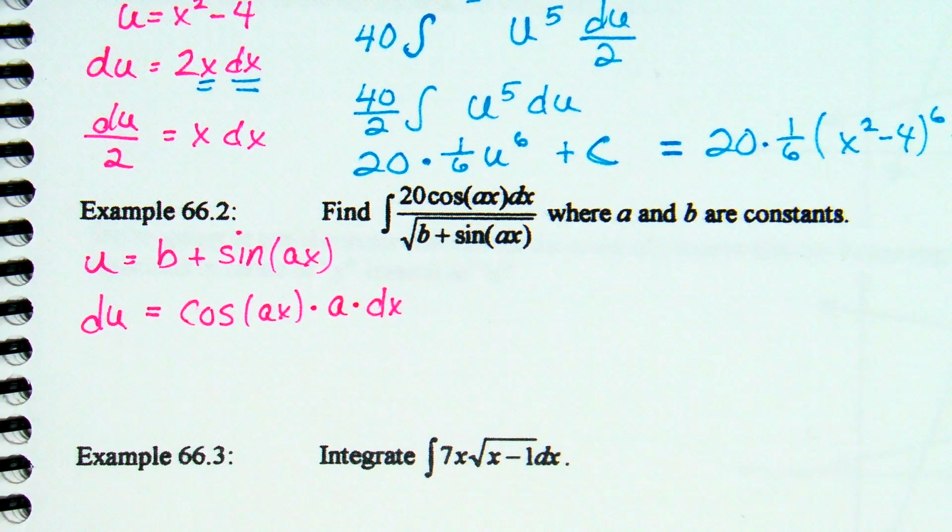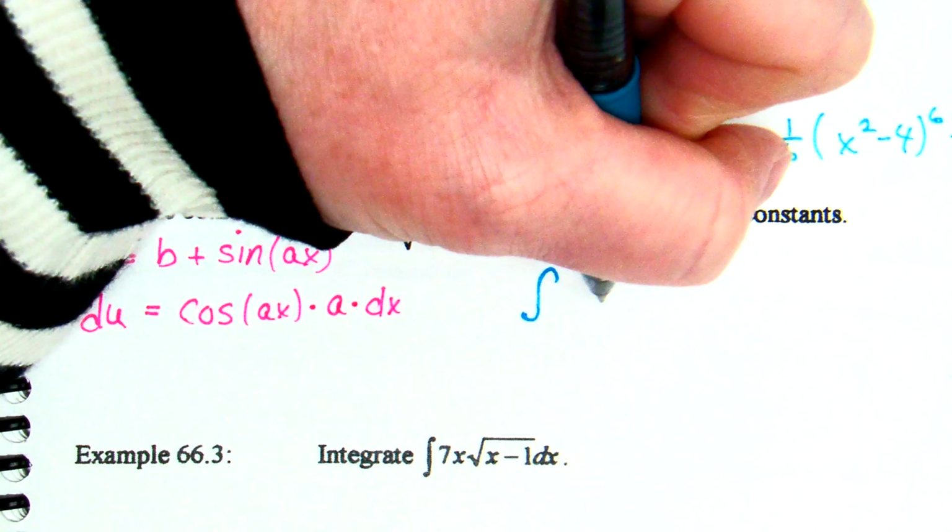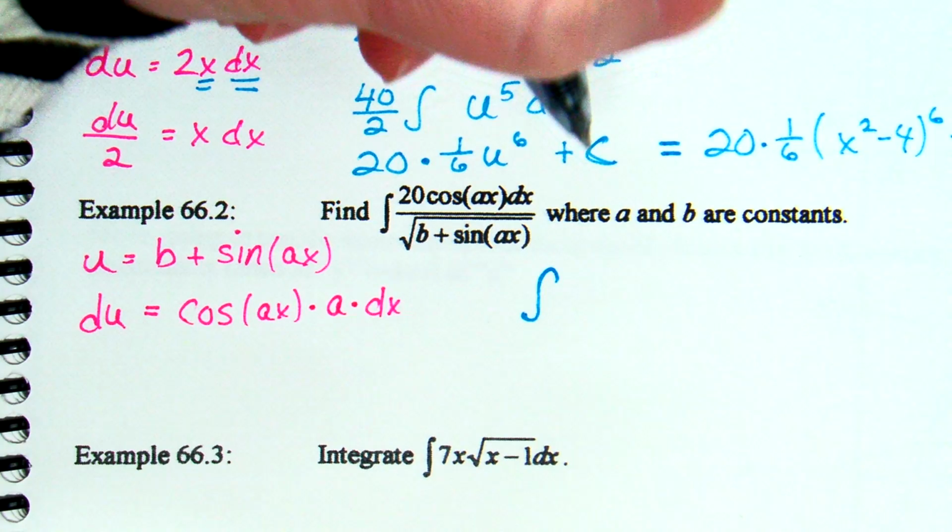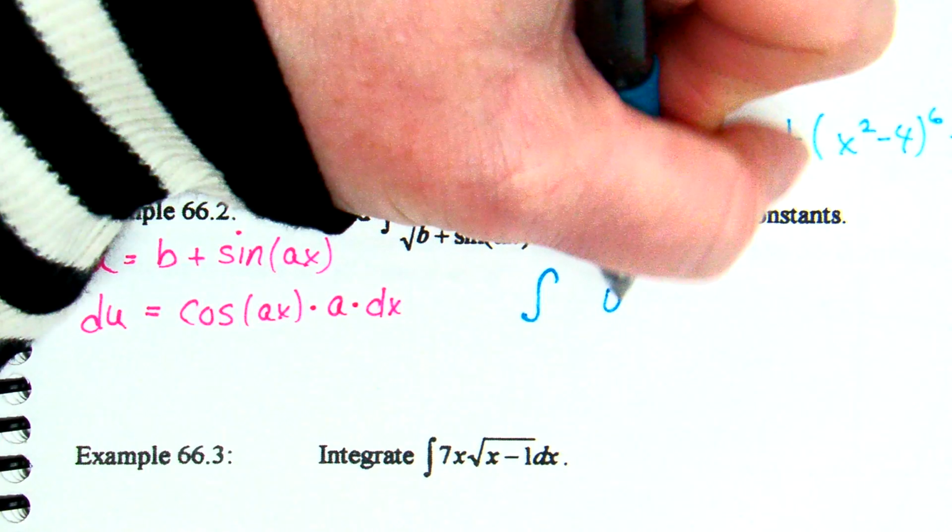Okay, my job is to make sure it all matches up now. As I set my integral up, scooch it over here a little bit. What about this denominator? It's the square root in the denominator, so that is currently what? Negative 1/2. b plus sine ax, what am I using? That's u. So that main piece right there that is accounted for is u to the negative 1/2.